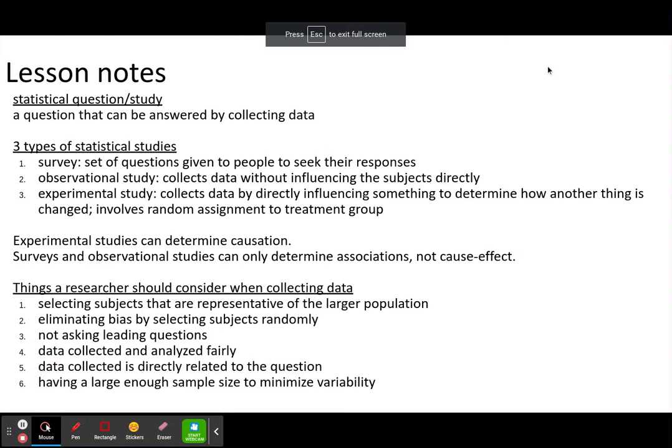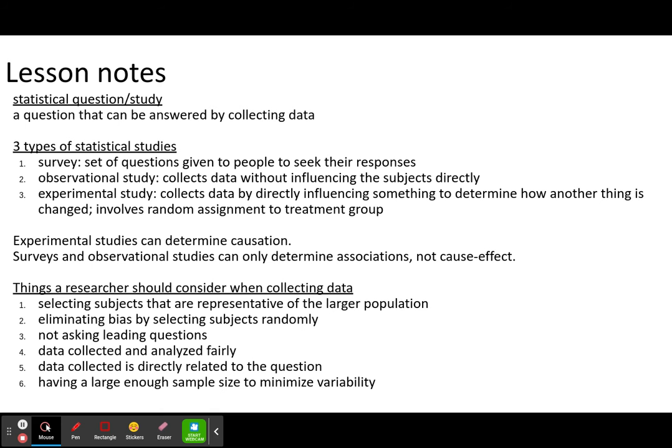All right, we are starting Unit 7, the final unit of Algebra 2 today. Unit 7 is a stats unit, statistics unit. So I want to first quickly talk about these listed notes, and then I have some examples that we'll go through. So lesson 1 starts talking about the concept of a statistical study or a statistical question.